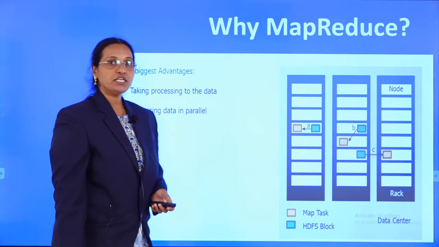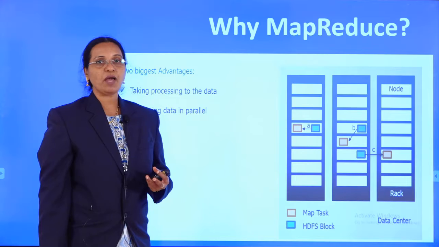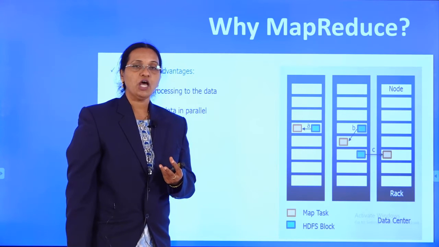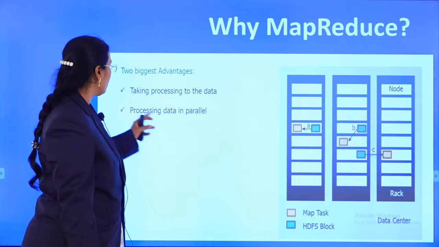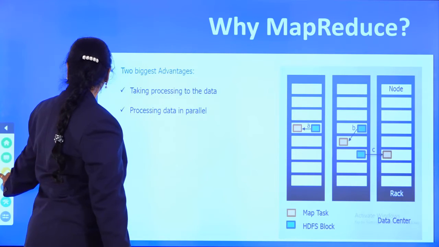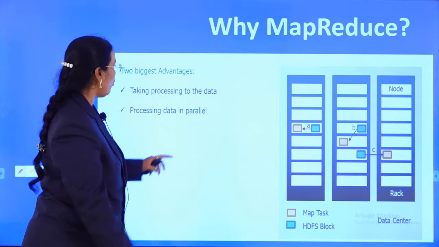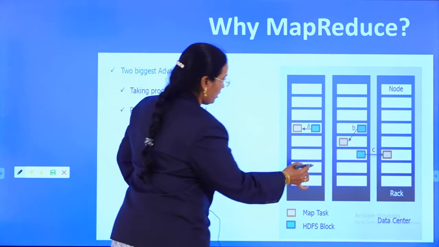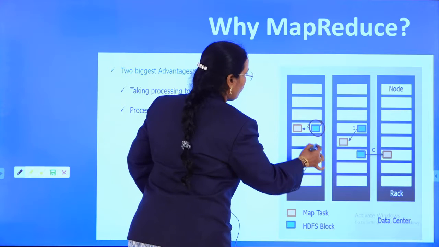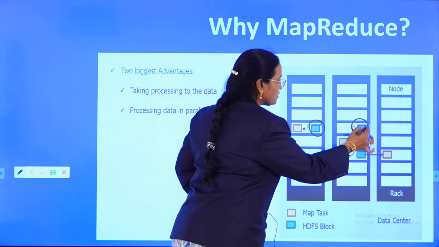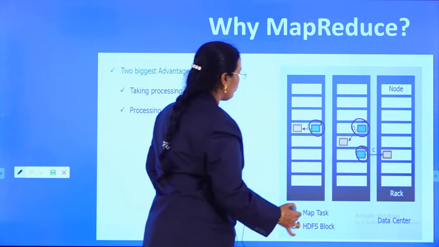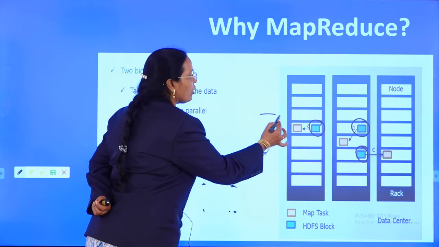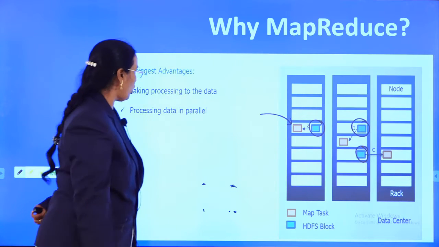So, why are we using MapReduce? We are using it because of its advantages. The two most important advantages of using MapReduce are what is called taking processing to the data. I am not moving the data. Wherever my data blocks are available, I keep the data blocks there only. What I am doing is moving the processing power, that is my algorithm, to the data, that is all, not more than that.